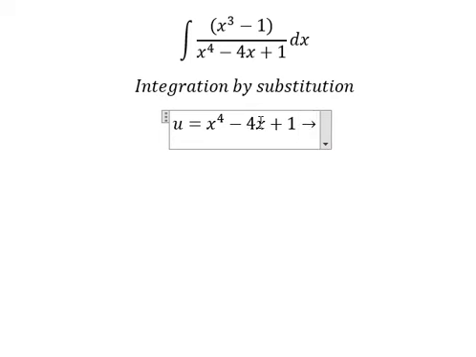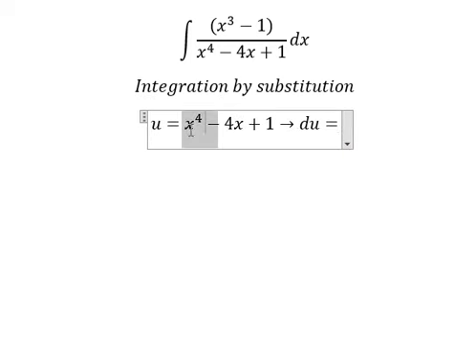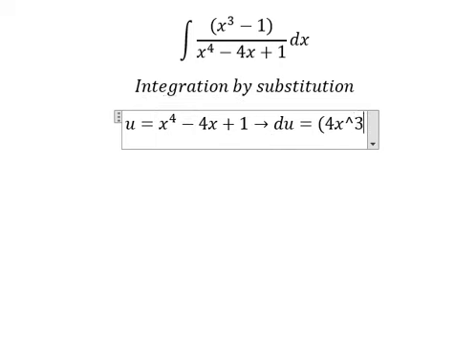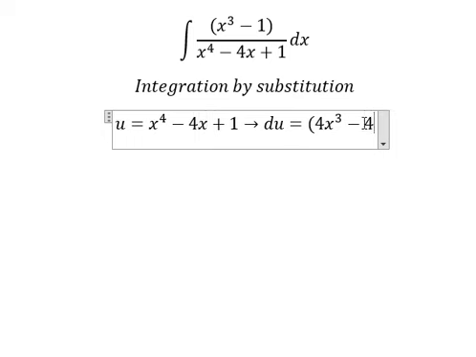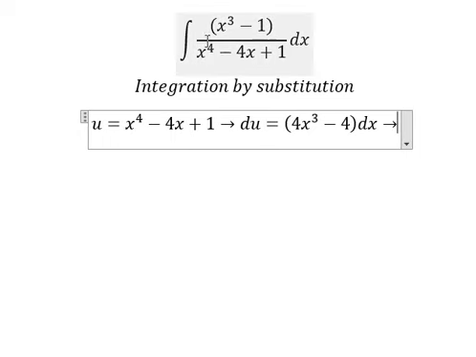Later we need to first take the derivative of both sides. This one we have 4x to the power of 3. This one we have number 1. Because we don't have number 4 here, we need to divide both sides by number 4.